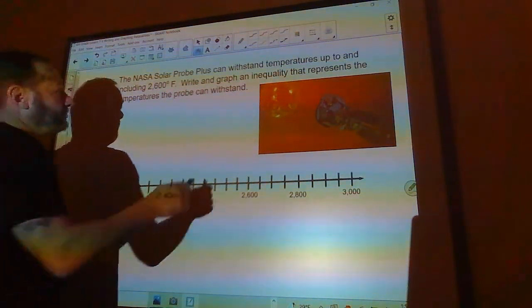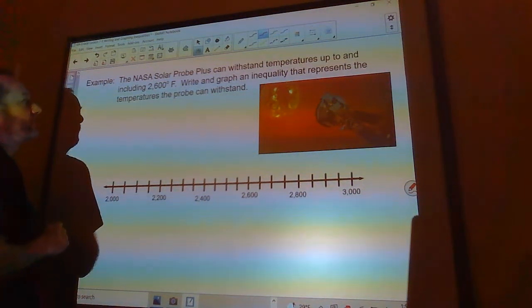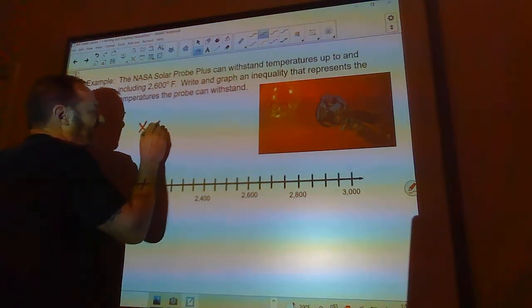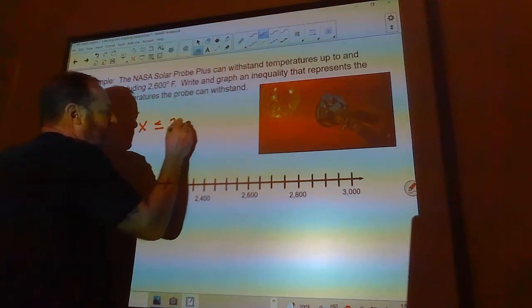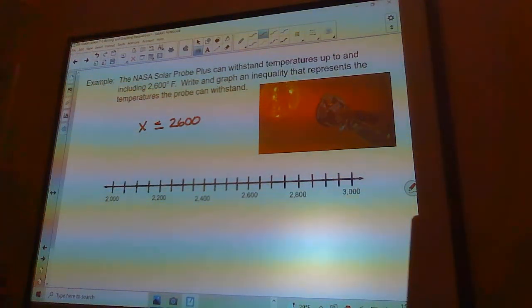So we'll do this in red hot, red right here. Temperatures up to and including 2,600 degrees. So x would be less than or equal to 2,600. Anything above that and this thing starts to disintegrate.